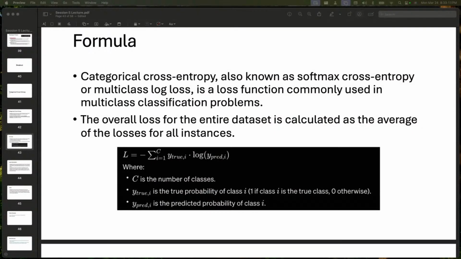I hope you guys are feeling strongly about your statement that log loss was easier than, what was it, than linear regression.